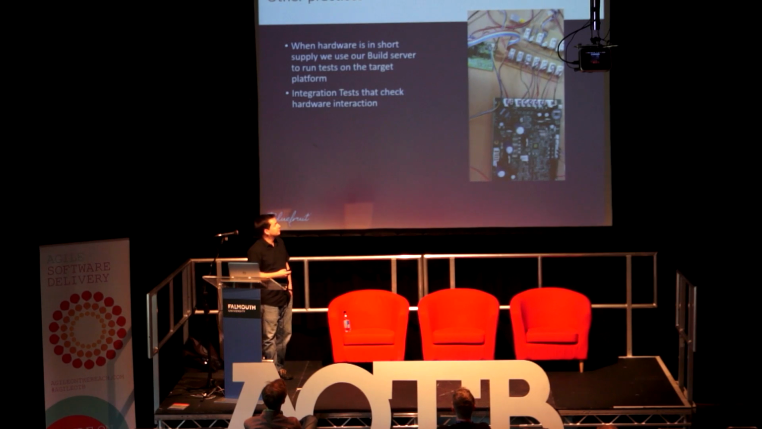So we have two different types of integration tests. So we have integration tests that check how our code interacts with hardware. So the photo shown here is an integration test setup I built for one of our projects. So these actually check that our code actually talks to the hardware correctly. Up until now, we've completely isolated the hardware, so we don't actually know if it's working. So these make sure that it actually works.